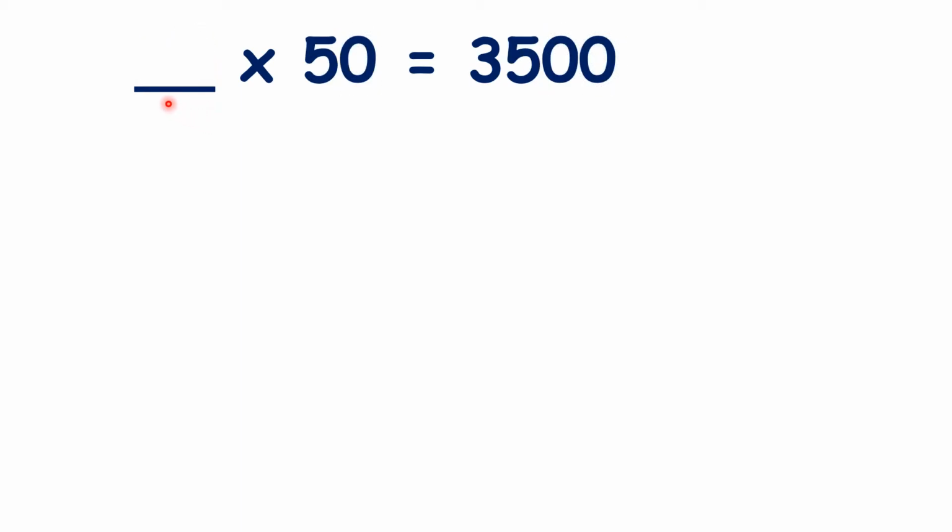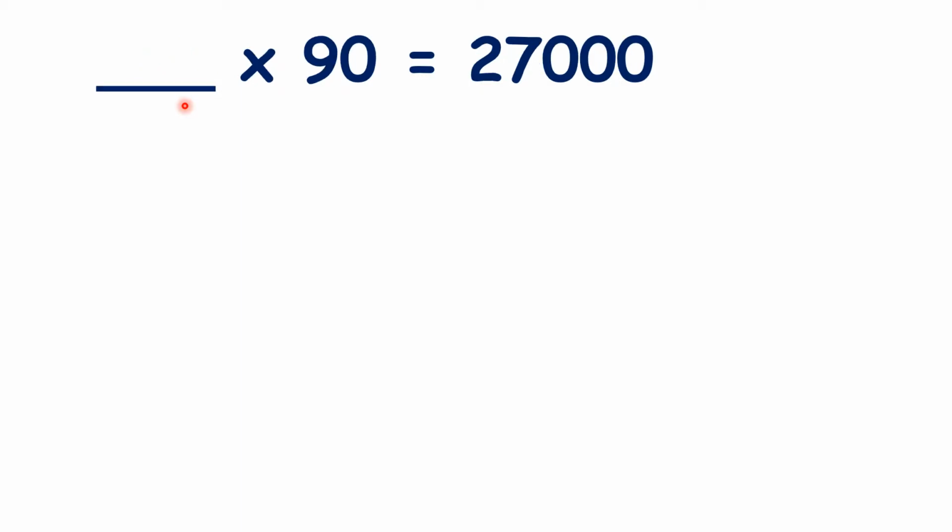So what number multiplied by 50 equals 3,500? Well, we know that 7 times 5 is 35, so that's our first digit. And then, because there are 2 end zeros in the answer, we need another end zero in the question. So 70 times 50 is 3,500.